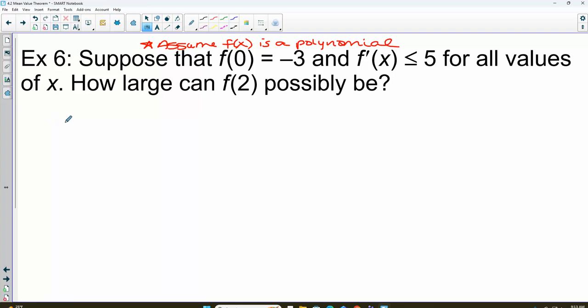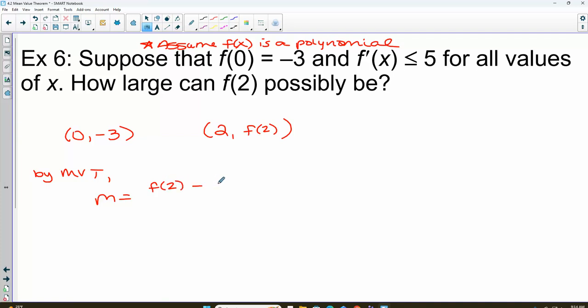Okay. So my mean value theorem, if we look at our endpoints, we have 0, -3. And we have 2. I'm trying to find out how big f of 2 can be, so you could call it y, you could call it f of 2. Those are my 2 points. So if I'm using the mean value theorem, my slope, y2 minus y1, so minus -3 would be plus 3, over x2 minus x1.